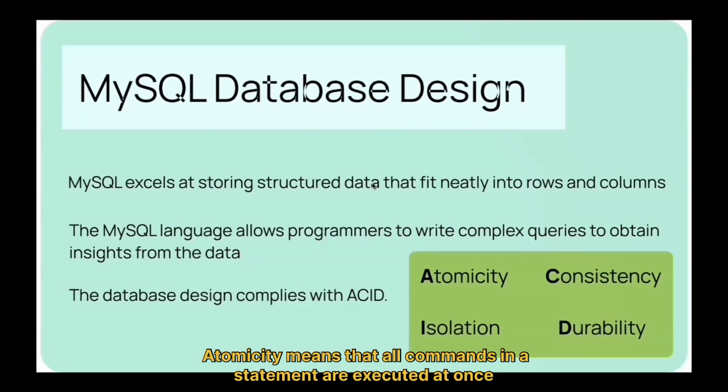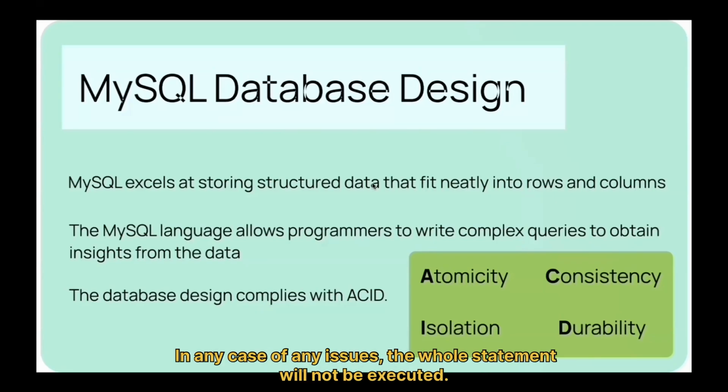Atomicity means that all commands in a statement are executed at once. In any case of any issues, the whole statement will not be executed. This helps prevent data loss and maintains the integrity of the data.